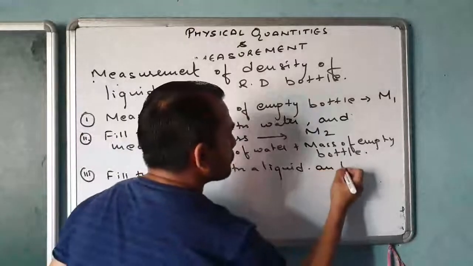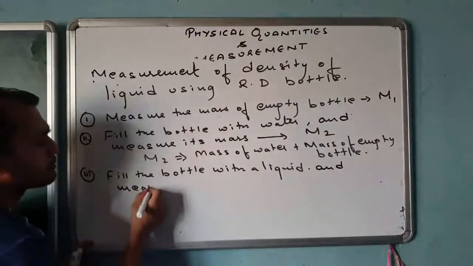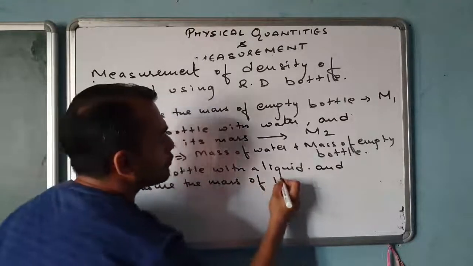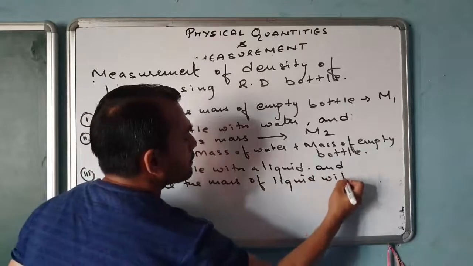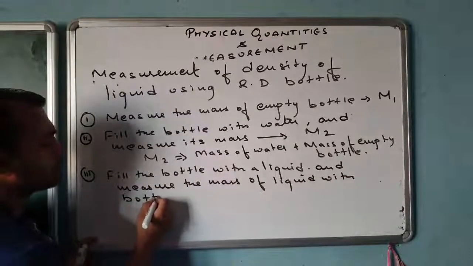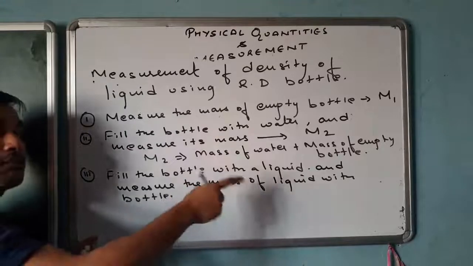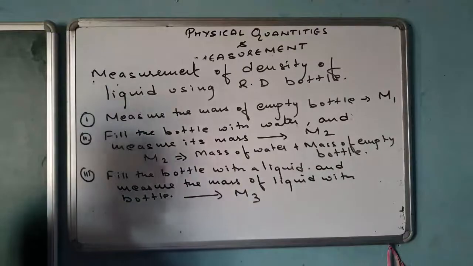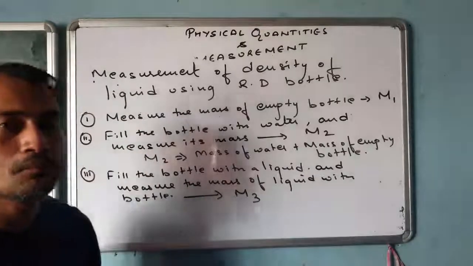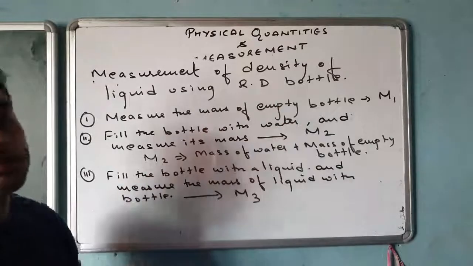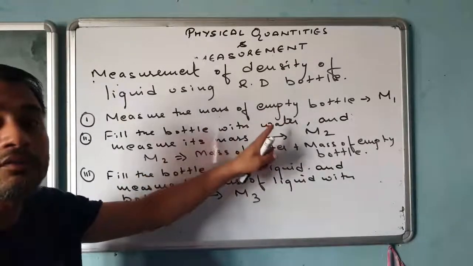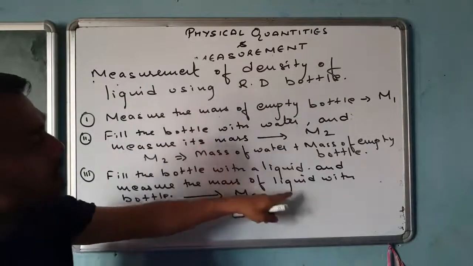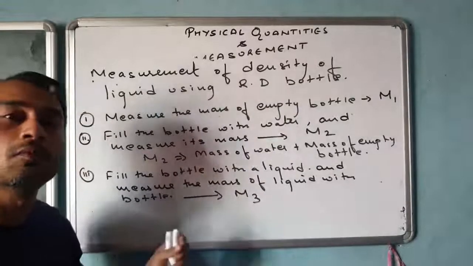And now measure the mass of liquid with bottle. That is empty bottle. So we measure now the mass of the liquid along with that bottle, and we will measure this as M3. So we have 3 different masses here now. M1 is the mass of an empty bottle. M2 is the mass of the water along with that same bottle. Mass M3, the mass of the liquid along with that same bottle, same volume.